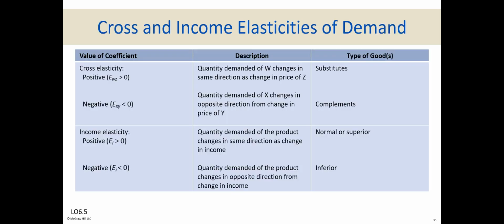So let's summarize what we have learned. Cross-price elasticity, if it's positive, these two goods are substitutes. If it's negative, these two goods are complements. So what does that mean? If it's positive, quantity demanded of X changes in the same direction as change in price of Y. If it's negative, quantity demanded of X changes in the opposite direction from change in price of Y. Income elasticity can be positive or negative. If it's positive, the goods are normal or superior. If negative, the goods are inferior.